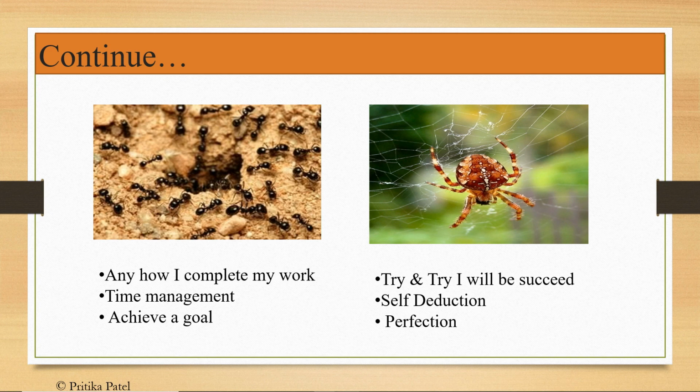Then the second example is the spider, right? Always the spider tries to complete the work, right? They try and try and they succeed. So spiders teach us that try and try, you will succeed, right? Once the spider is dropped, then again it climbs up and makes its web. So always try and try, you will get success, right? So the spider teaches perfection and self dedication.